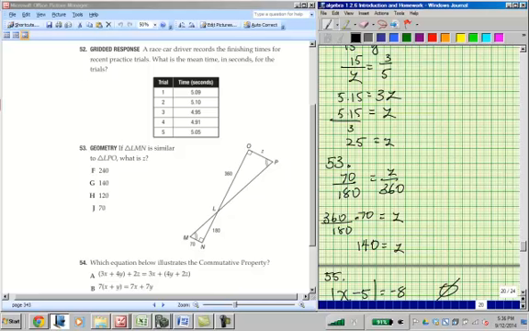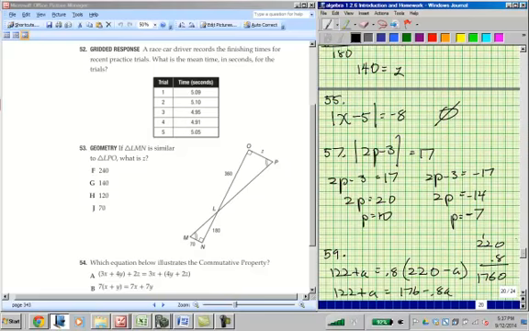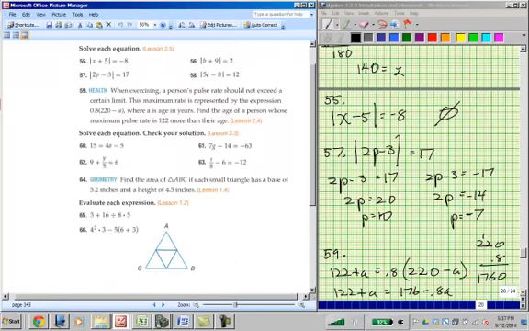59. Health. When exercising, a person's pulse rate should not exceed a certain limit. This maximum rate is represented by the expression 0.8 times 220 minus A, where A is age in years. Find the age of a person whose maximum pulse rate is 122 more than their age. So, 122 plus A equals 0.8 times 220 minus A. Okay? Their maximum pulse rate is 122 more than their age. So that's going to equal their maximum pulse rate, which is 0.8 times 220 minus A.